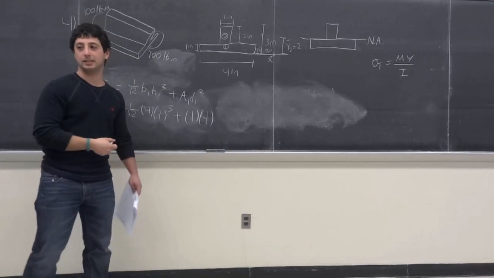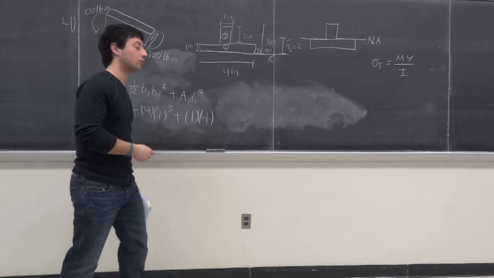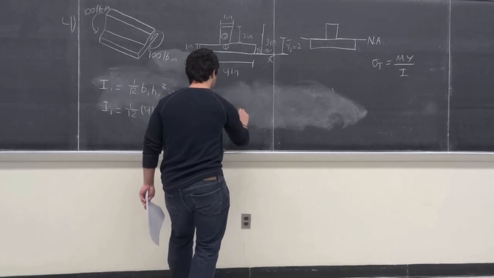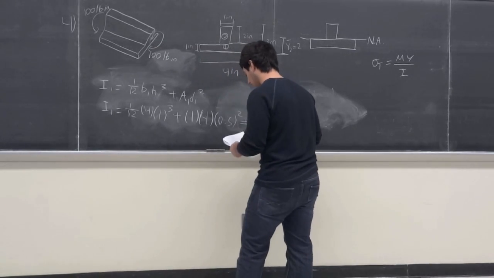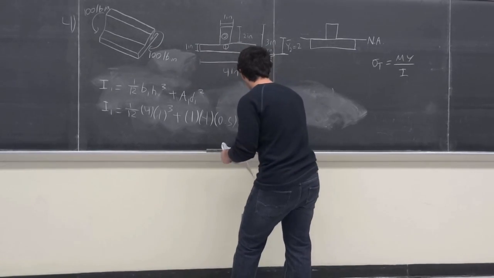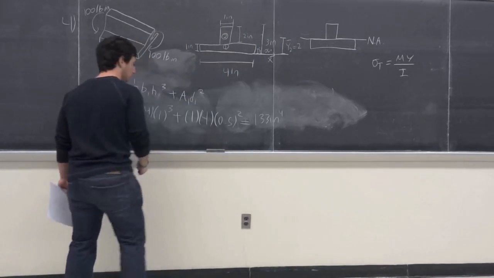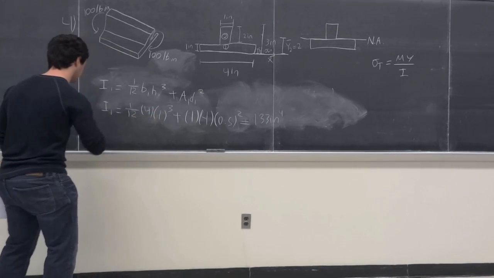And what's the distance D in this case? 0.5, yeah. Half. Okay, 0.5 squared. So the moment of inertia for 1 is equal to 1.33 inches to the 4th. Units are important, it's inches to the 4th, right? Because you have inches times inches cubed, that's inches to the 4th.